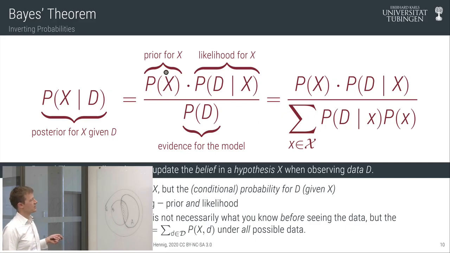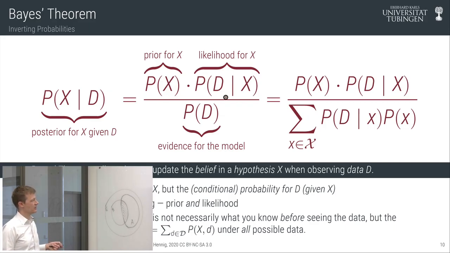So this term up here, P of X, is usually called the prior probability. P of D given X is called the likelihood for X. Notice that when we use the word likelihood, we talk about a function of X. P of D given X is a probability for D given X. It's not a probability for X, but it's treated as a function of X. And the word likelihood has been specifically reserved for this kind of use.